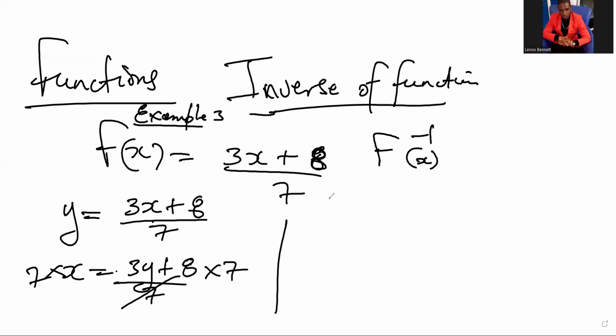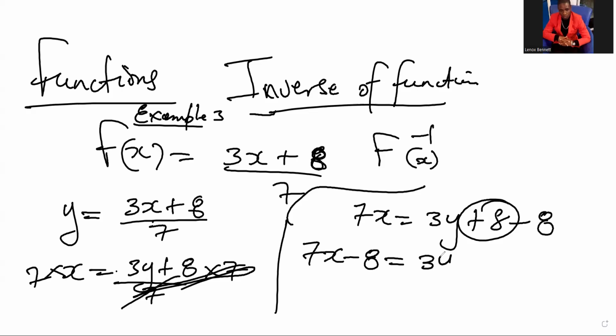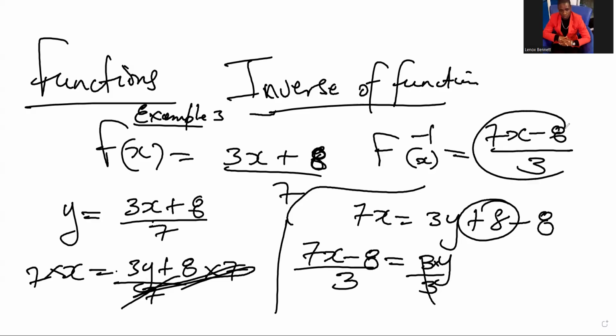So now we have 7x is equal to 3y plus 8. Because the 7 is going to cancel the 7, right? Alright. Now the plus 8, your time. So we minus 8. You're doing the opposite. So 7x minus 8 equal 3y. Final step is a times, divide. So the inverse of f is 7x minus 8 divided by 3.